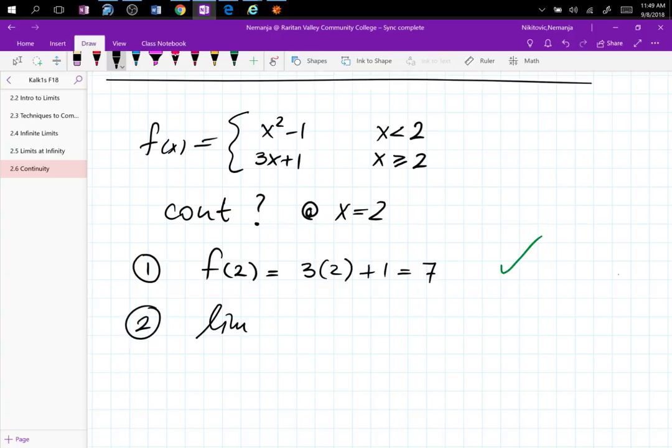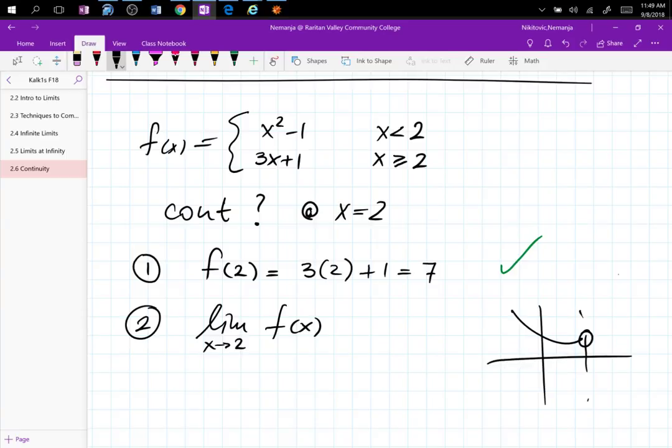Number 2. The limit of f of x as x goes to 2. Well, now you have to do the left limit and the right limit. Guys, a piecewise function will have two pieces. A piece like this and maybe a piece like that. The place where they connect is at x equals 2. So approach from the left and approach from the right. And then you have to use the theorem, which says if those numbers are the same, you have an overall limit, woohoo. If the numbers are not the same, you don't have the limit.